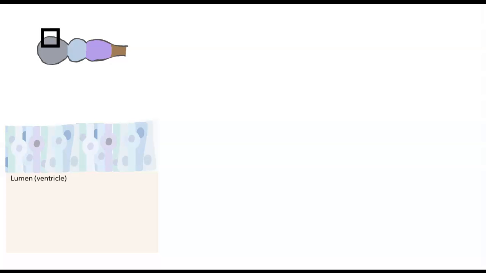Down on the bottom is the lumen, or the ventricle surface. This is what's going to contain the cerebrospinal fluid ultimately. And we have the outer or pial surface, which will face away, the outer surface of the brain.